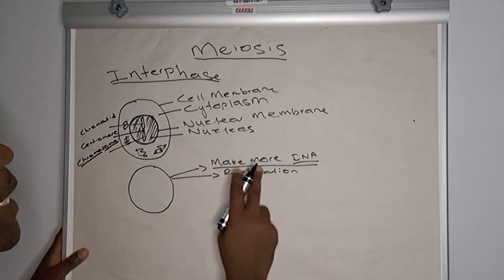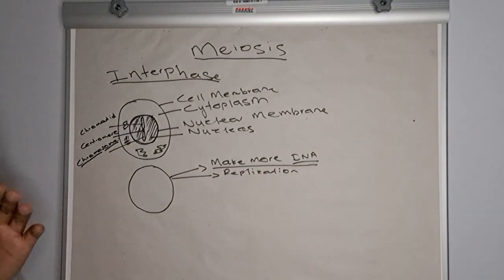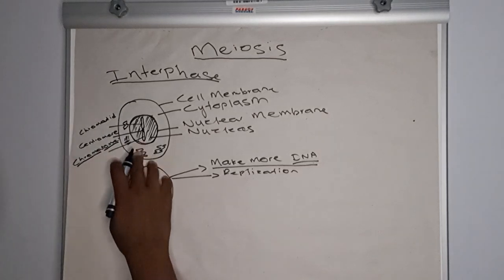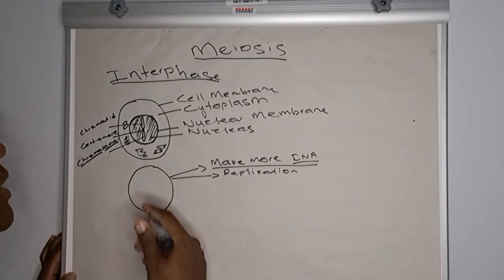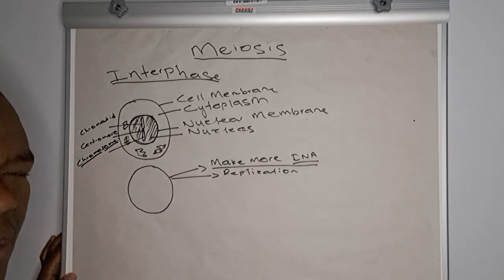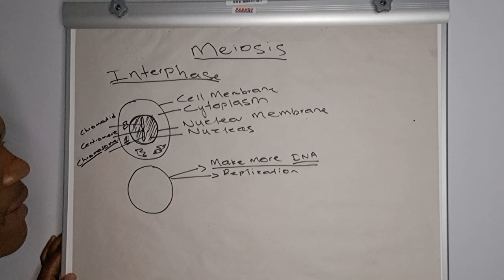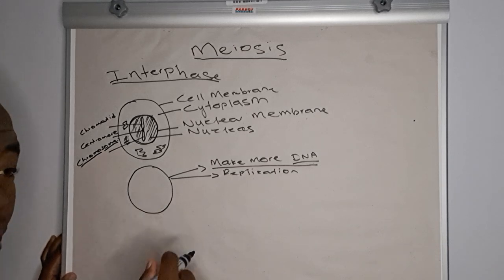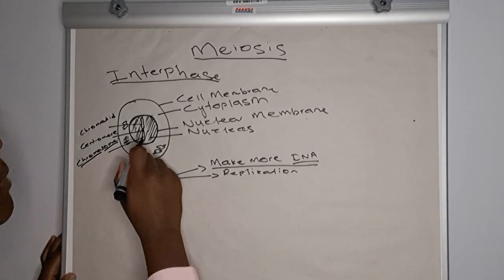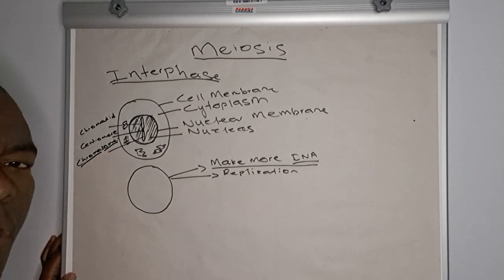So here they say make more DNA. It's quite important for us to make more DNA. And it's quite important for us to understand how this replication will take place. Why is it important for us to make more DNA? Even if we understand that the DNA should be more, how are you replicating it? Where is it going to be more?